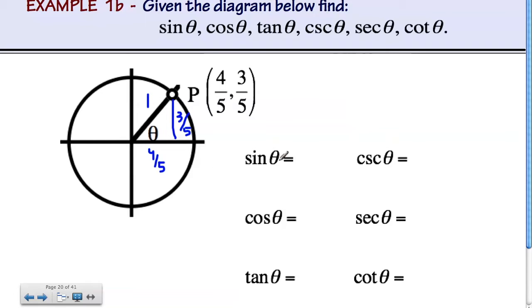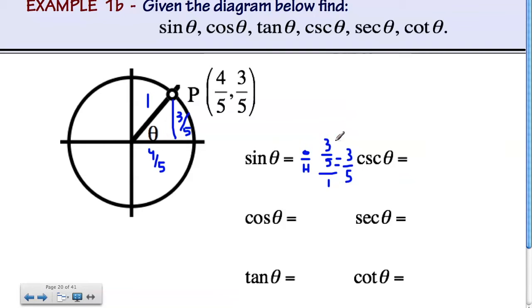And now we need to do all of these all over again. Well, we know this is O over H, so it's good to write it down, because every time you write it down, it helps you embed it into your brain. So the opposite is 3/5, and it's divided by the hypotenuse, which is 1. So what that simplifies to is just 3/5. Okay, because if we have 1 as our denominator, it's not needed, so we got an answer.